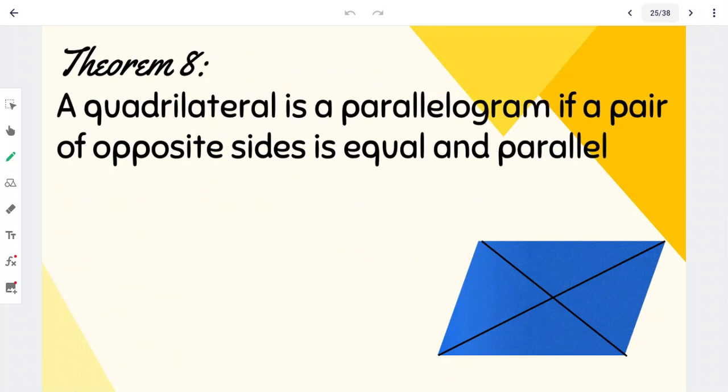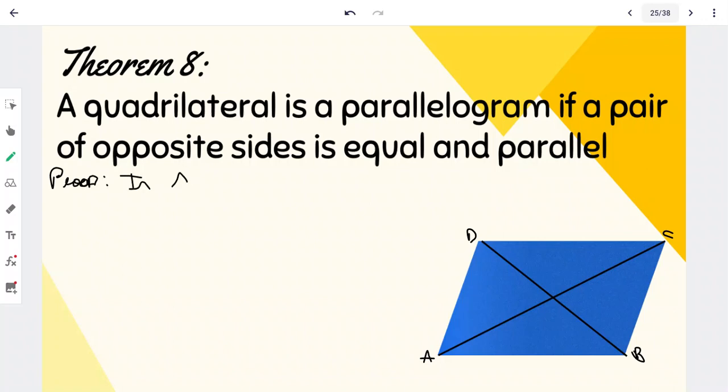We proved it. Now move towards theorem number 8. A quadrilateral is a parallelogram if a pair of opposite sides is equal and parallel. The theorem says a quadrilateral will be a parallelogram if opposite sides are equal, but they should also be parallel. Alright, so let us draw A, B, C, D. Prove how it is a parallelogram. Easy proof. You have to remember all the proofs and these 8 theorems, and if you learn that, that's easy.